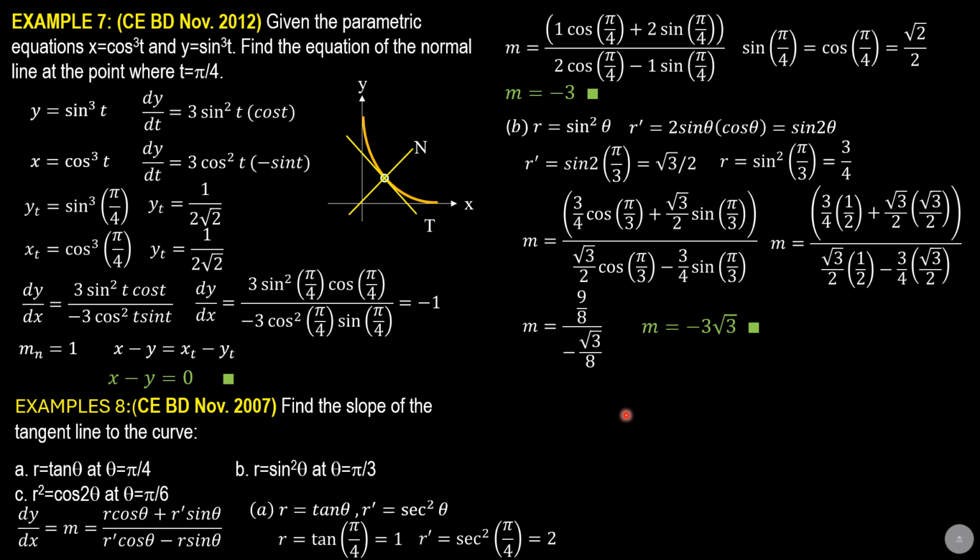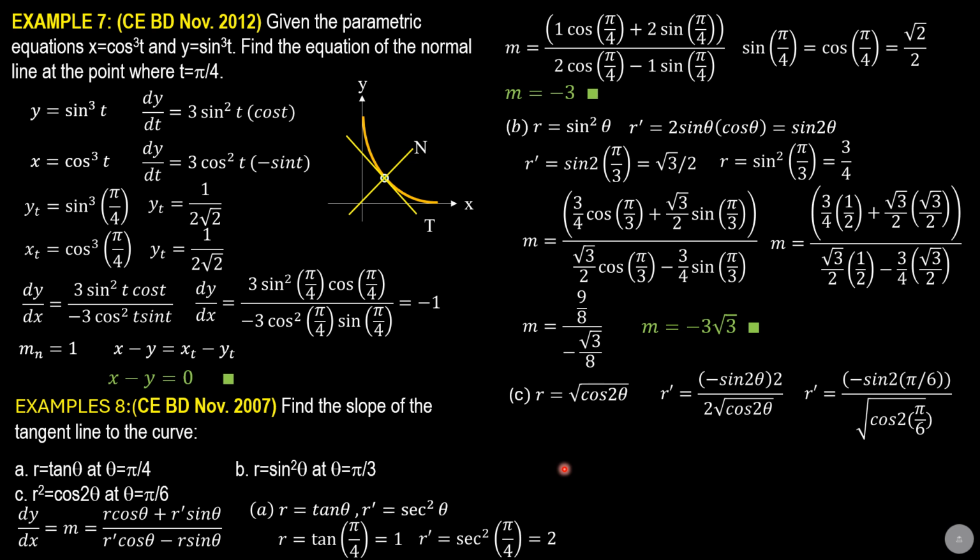Then for the third part, r squared equals cosine 2 theta at theta equals pi over 6. We write that as r equals square root of cosine 2 theta. So r equals square root of u. R prime therefore is the derivative of u, which is negative sine 2 theta times 2, divided by 2 square root of u. So divide by 2 square root of cosine 2 theta. Cancel 2. So substitute the value of theta, which is pi over 6. So that is negative sine of 2 times pi over 6 over square root of cosine of 2 times pi over 6.